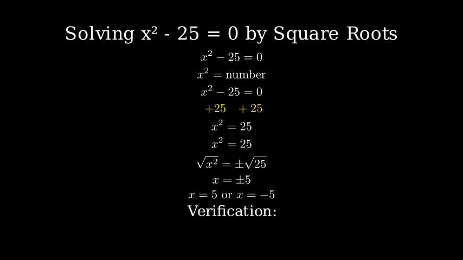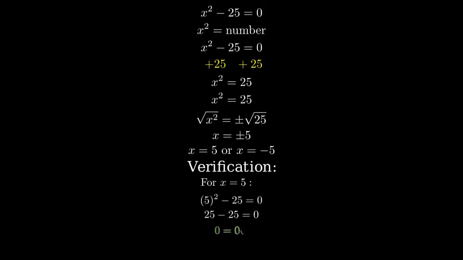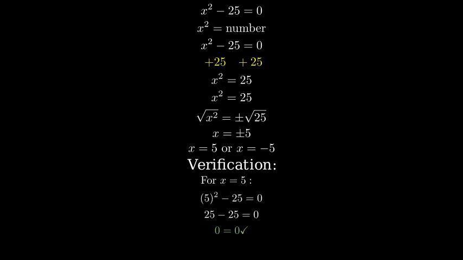Let's verify this by plugging both values back into our original equation. Let's first check x equals 5. When we substitute 5 into our original equation, we get 5 squared minus 25 equals 0. 5 squared is 25, so we get 25 minus 25 equals 0, which simplifies to 0 equals 0. This works.